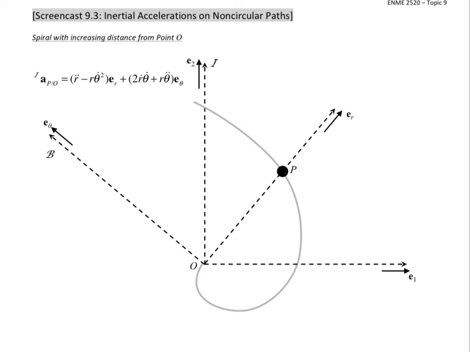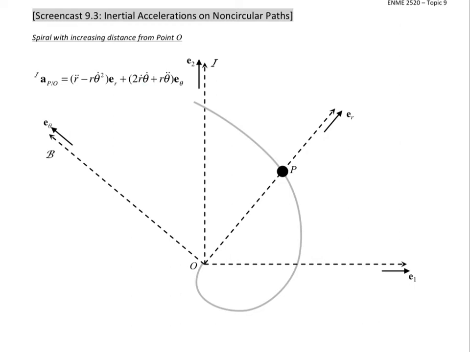In this screencast, we're going to develop an understanding of the inertial acceleration of point P with respect to point O on a non-circular path, which means that in the polar frame, in our e_r and e_theta directions, all of these terms are in play. The r double dot minus r theta dot squared in the e_r direction, and then in the e_theta direction, the 2 r dot theta dot plus r theta double dot.